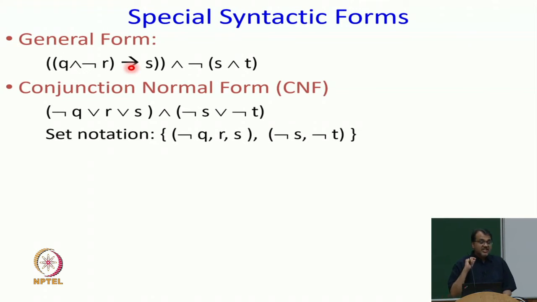One is called the conjunctive normal form, a CNF. Now this is very important because it's a canonical form. A canonical form is one into which any general form can be converted. I mean any sentence can be converted into this canonical form, the CNF notation. Everybody knows the CNF notation?